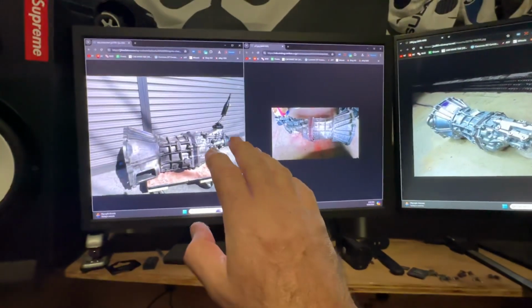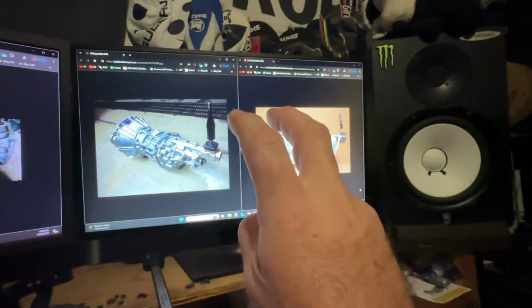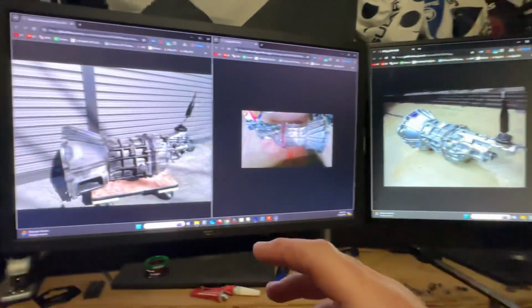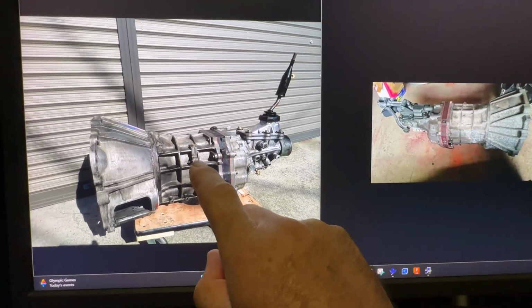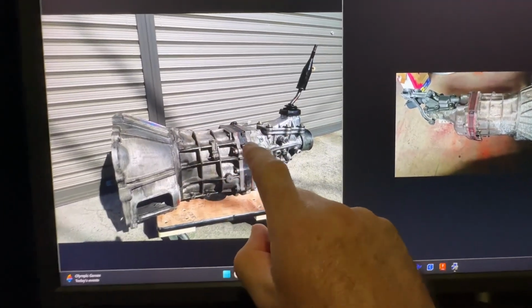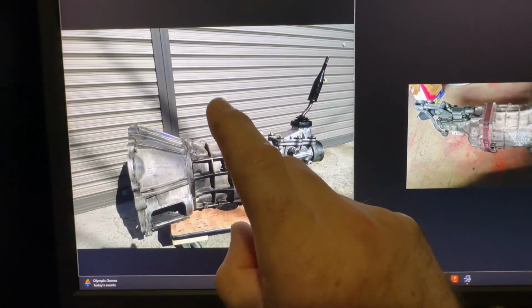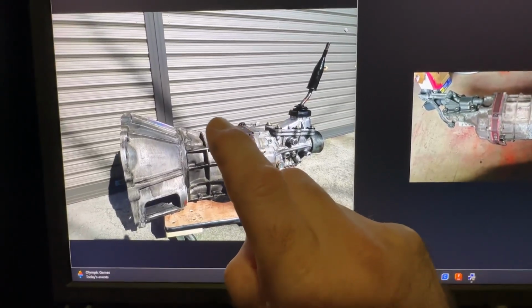These two here are older R154s. These two are newer, and you can currently buy these new, okay? So this is what's called a non-remote shifter, and they were in early 70s Supras and Soarers.